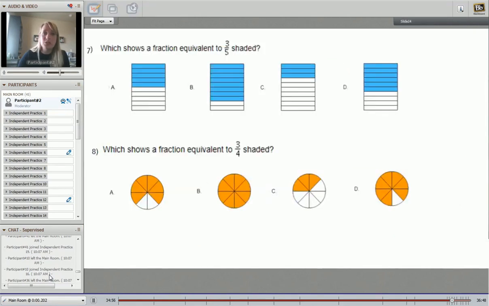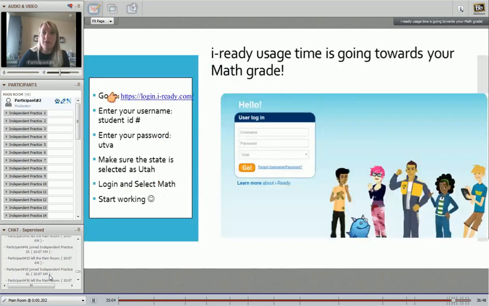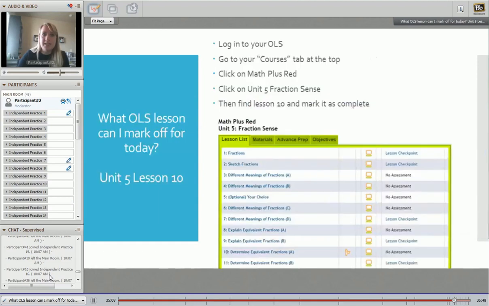Here are the last 2, question 7 and question 8. Again, pause the recording while you do these questions. Be sure to work in iReady. This lesson is Unit 5, Lesson 10. There is no checkpoint for it. So just go into your OLS, find Unit 5, Lesson 10, and mark it as complete.